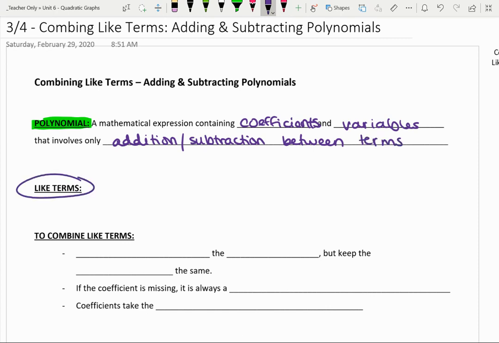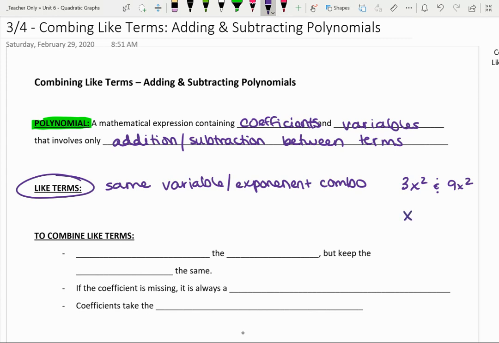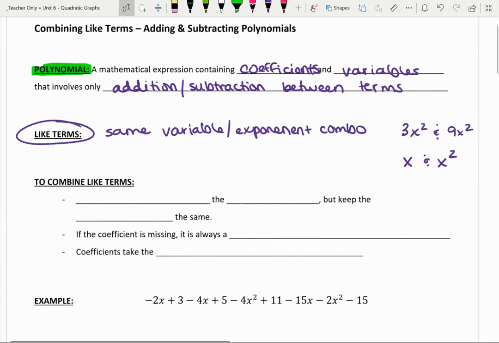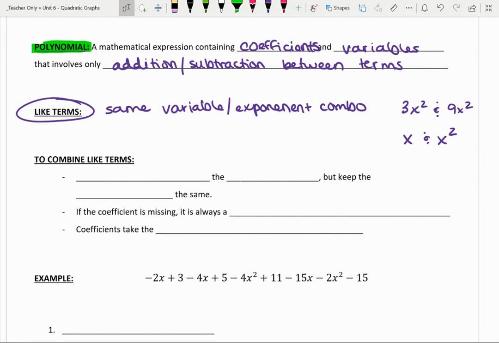So, like terms, you've heard this phrase before. That would be the same variable or exponent combination. So something like 3x squared and 9x squared, they both have squareds in them. Those are like terms. Something like x and x squared, those are different. Even though they're both x's, they have a different exponent. So we can't consider those like terms, so we wouldn't combine them.